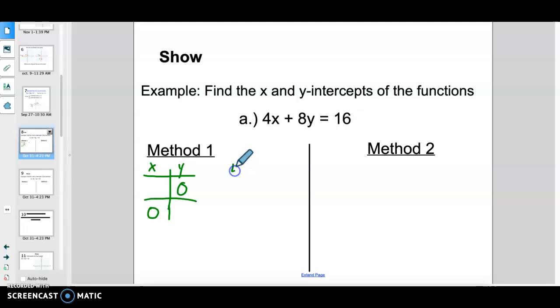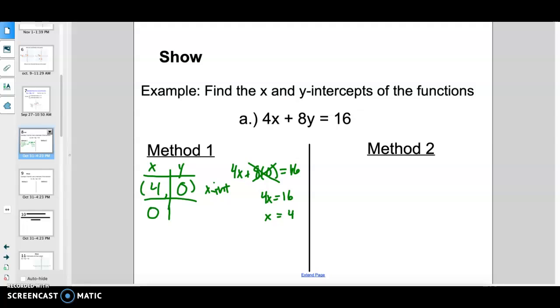So it's going to look like 4x plus 8 times 0 equals 16. Anything times 0 is just gone, so it equals 0. So we're left with 4x equals 16. To solve for x, we could divide both sides by 4, so you get x equals 4. So your x-intercept is the point (4, 0). If it helps you, you could put parentheses around it. So this is our x-intercept.